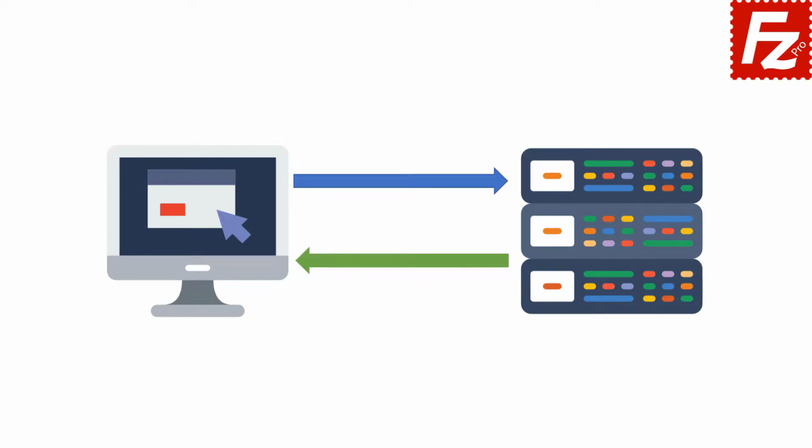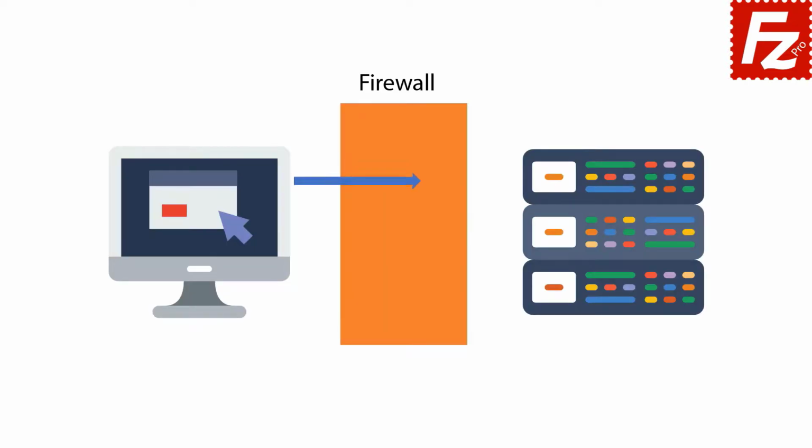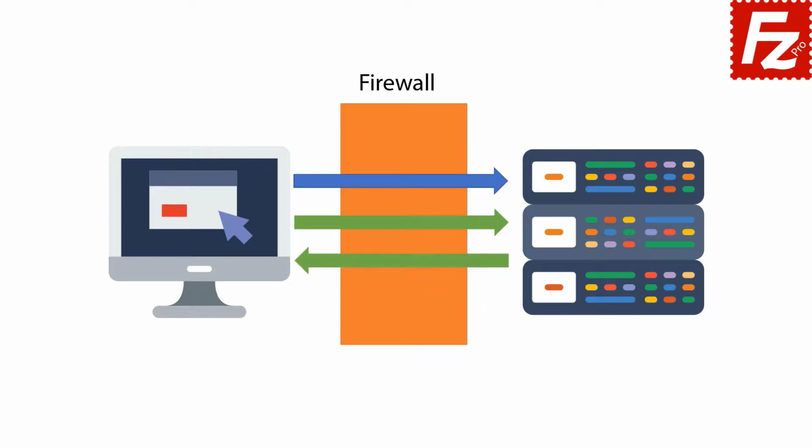The server then initiates the data connection to the client's port. In situations where the client cannot accept connections, like when blocked by a firewall, the passive mode has to be used. In the passive mode, the client uses the control connection to request an IP address and port, which are used by the client to open the data connection. FileZilla and FileZilla Pro support both active and passive FTP modes, passive mode being the default.